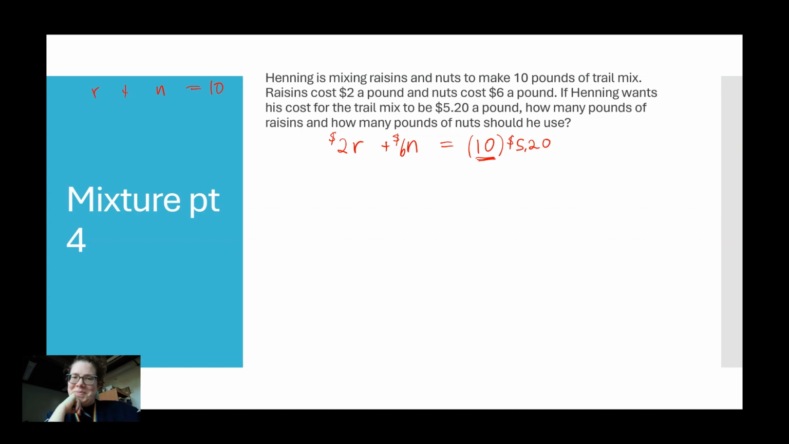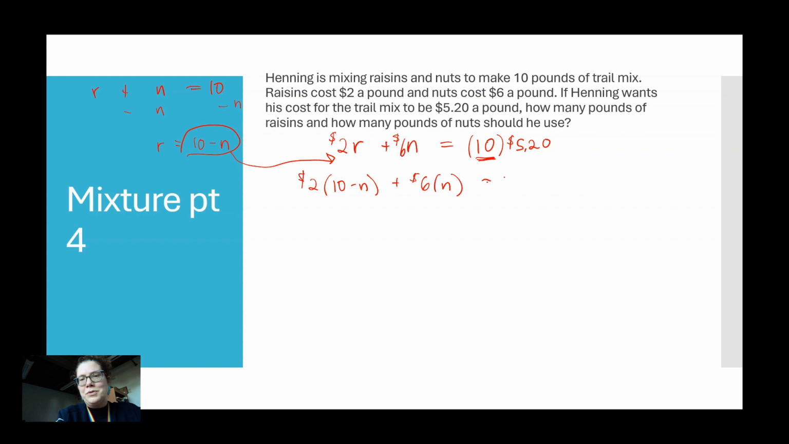So I am going to pick, it doesn't matter, R or N, and get it all by itself on one side. How about R? So R is 10 pounds minus however many pounds of nuts we had. We are going to put that in instead of R. Okay, that guy's going in right here. So now we've got $2 times 10 minus N plus $6 times just plain old N.